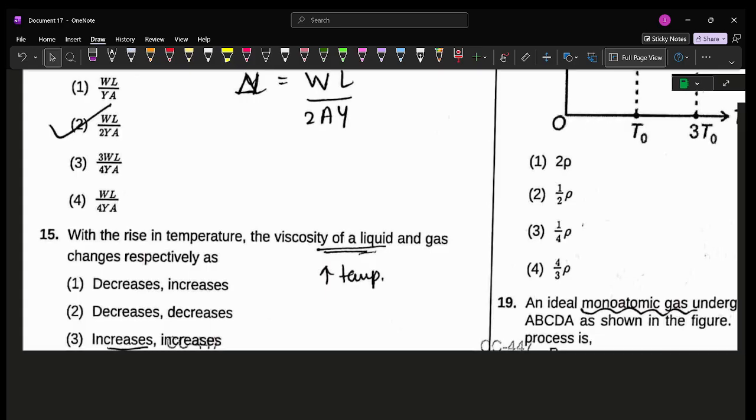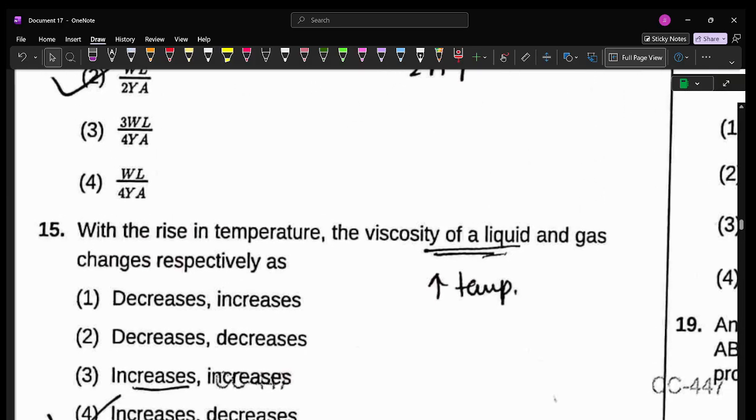Okay, 15, I've done it wrong. Why? With a rise in temperature, the viscosity of a liquid decreases, and for gases it increases. What the heck? This is what I had thought, but I don't know. Long back in a practical examination, I answered it as decrease and it was wrong. Why? I don't really understand.